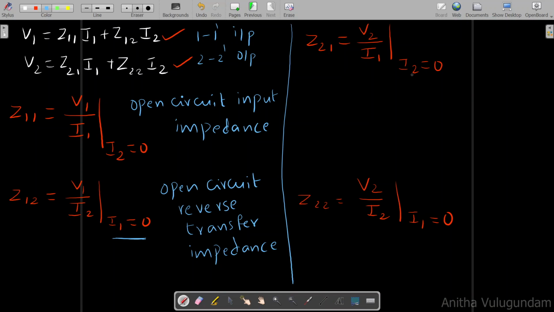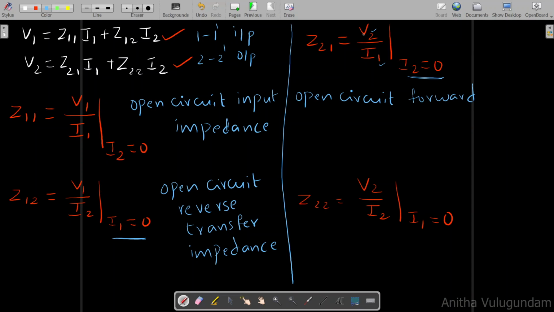Next, Z21. Again look at the condition I2 equal to 0. So we can write open circuit. Then look for the ratio. This is port 2 variable to port 1 variable. Fine. So always, if the ratio is output side by input side, we will write forward. If the ratio is input side by output side, we will write the word reverse. So this is open circuit forward.